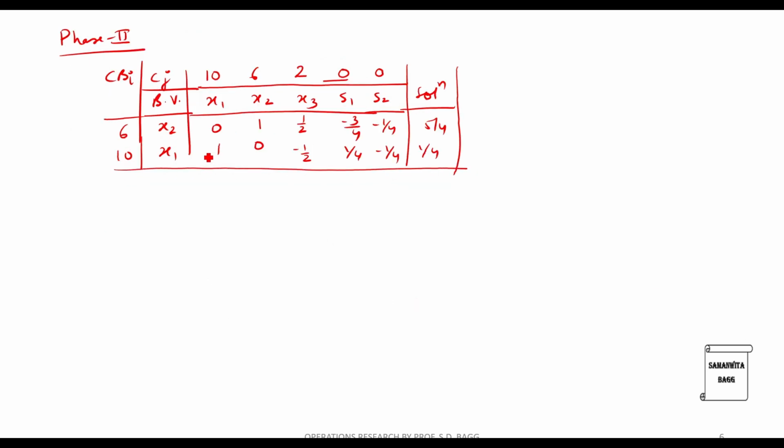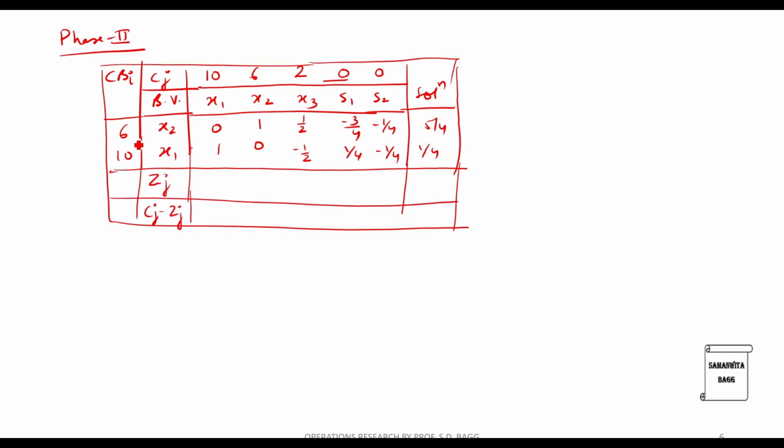Now what I need to do is find the value of Zj and Cj minus Zj. So 6 into 0 plus 10 into 1, that is 10. This is 6 into 1, 6. It is 6 by 2 minus 10 by 2. This is 3 minus 5, that is minus 2. And now calculate the rest of them. Now what you need to do is calculate Cj minus Zj. This is 0, 0. This is 4. This will be 2 and this will be 4.